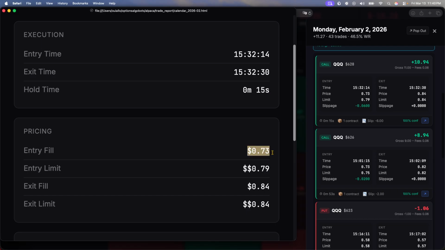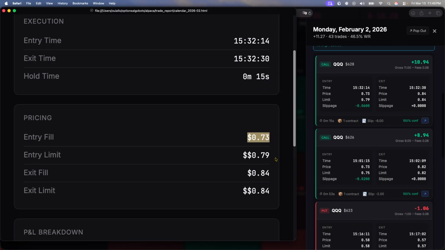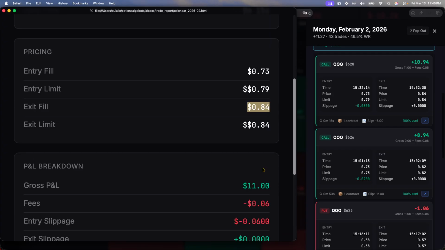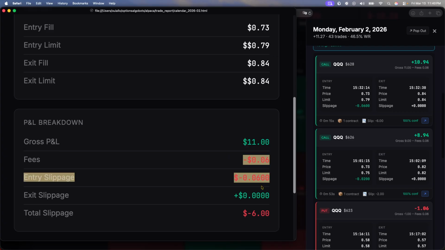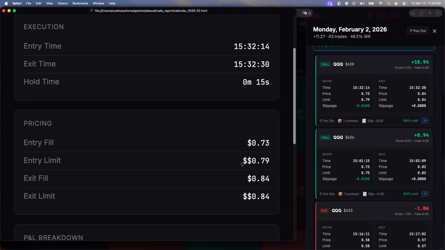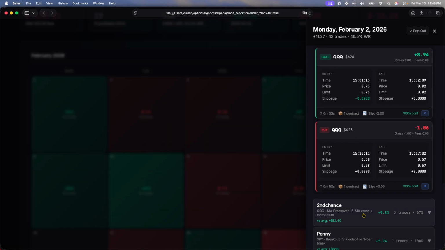So we got in at $73, and then we were able to get out at 84. So a nice little chunk of change, $11 we were able to profit. There were some fees, so that's why we're seeing $10.94 profit just from that one trade we did in 15 seconds. And this is just one bot. So let's look at the other half of it.